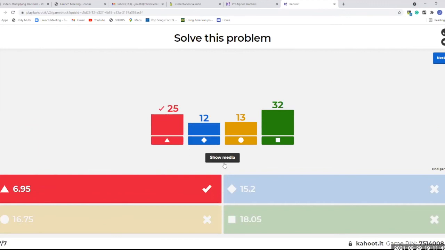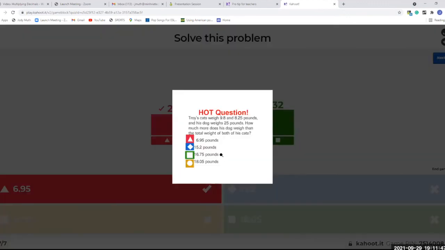All right, 6.95. Let's take a look at this one because some of you did this one. Troy's cats weigh 9.5 and 8.25, and his dog weighs 25 pounds. How much more does his dog weigh than the cats? So you had to add the cats together to get the difference here, my friends.